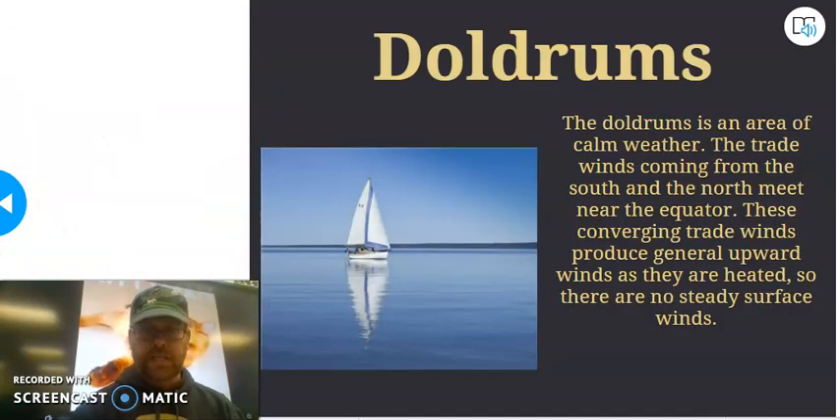The doldrums is an area of very, very calm weather near the equator. And the biggest reason for that is because of how hot it is there, and there's a lot of updraft there, general upward winds. And because of that, there aren't a lot of winds blowing horizontally. So you wouldn't want to be stuck on this sailboat in the doldrums. You would want to have another way to paddle your boat or have a motor for the boat or something, because in the doldrums, which is close to the equator, you're not going to get a lot of wind movement.